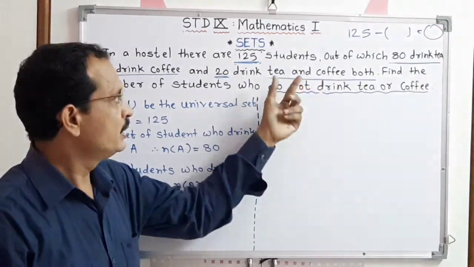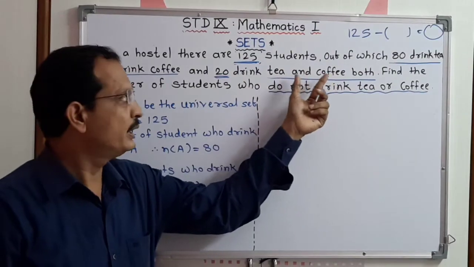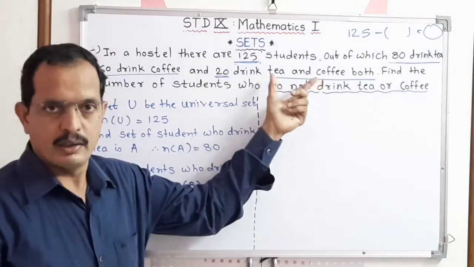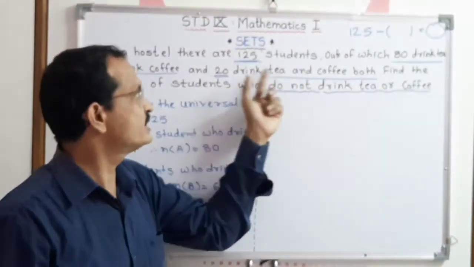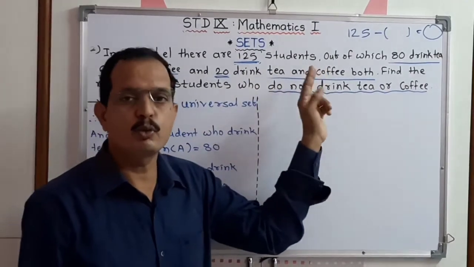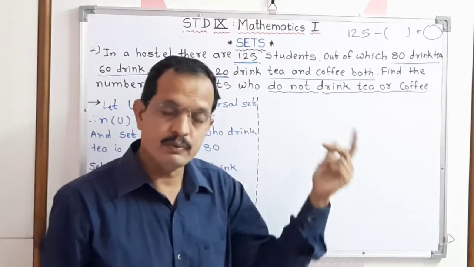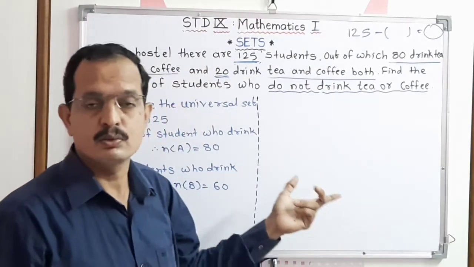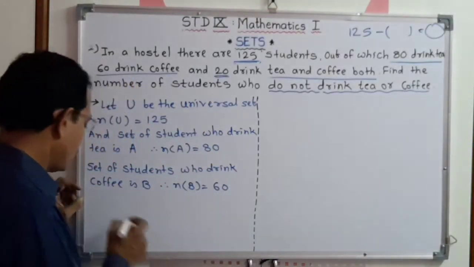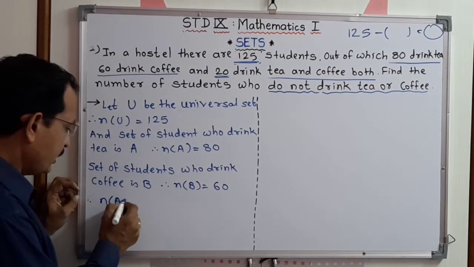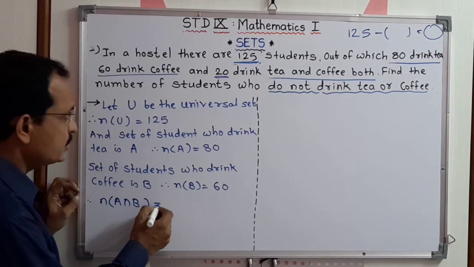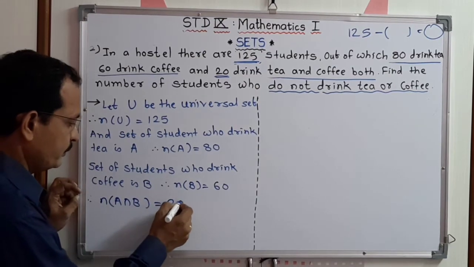That means this is tea and coffee, and therefore we have to take the intersection. That means these 20 students are in both. That means they are common, and common means intersection. Therefore, from the given information we got that the number of A intersection B is equal to 20.